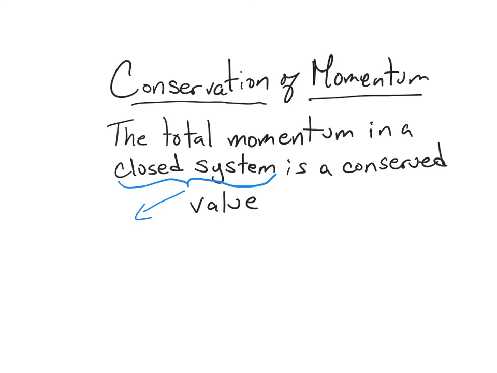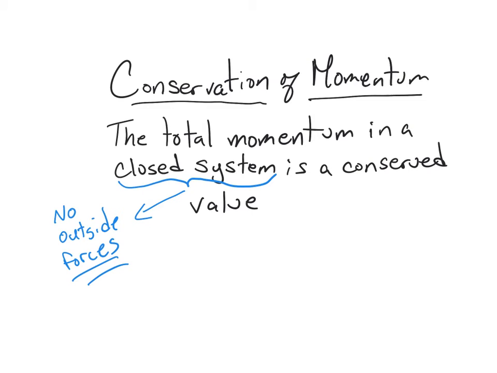A closed system is one in which there are no outside forces. So, in our cart situations, even though the carts are exerting forces on each other, if we consider both carts as our system, then those forces are internal, and therefore they don't affect the momentum of the system.